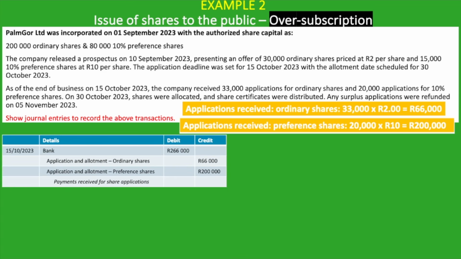So how do we do that? Well, I'm sure you would know that when we are allocating the shares to the shareholders, we're going to debit what we had initially credited here.